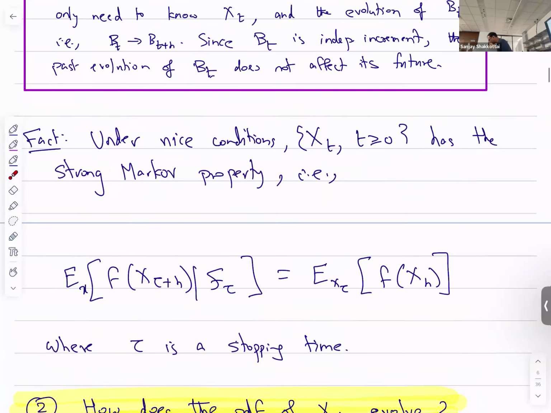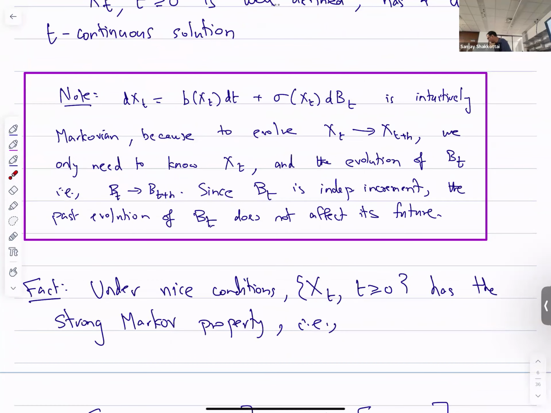It could be both space and time dependent. In general, b could be b of Xt comma t, sigma of Xt comma t. I will bury that notation, but all this theory works for all those kinds of settings.